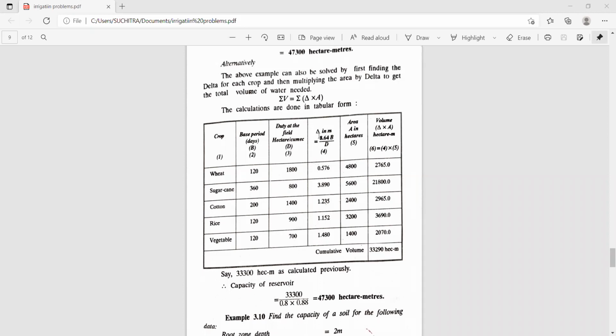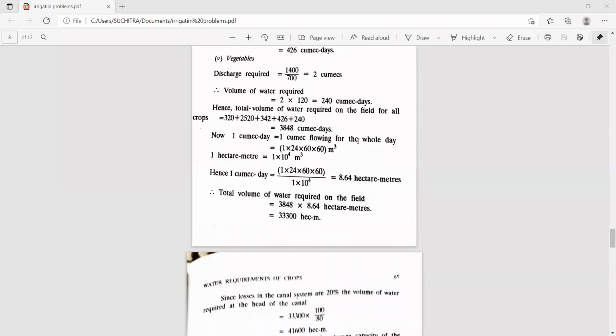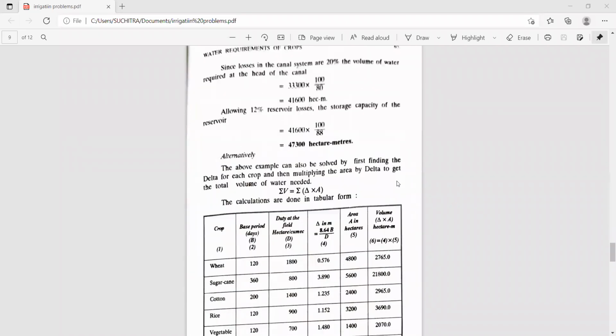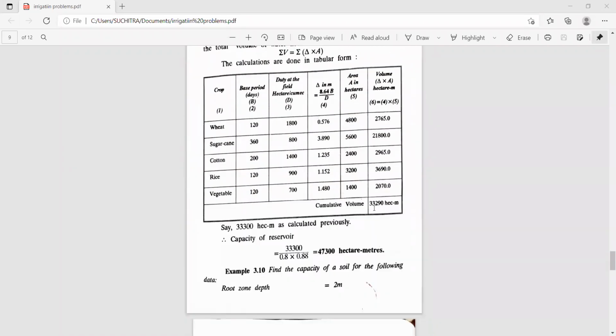If you multiply delta by the area in hectares, you get the volume of water in hectare meter. Now you can see here, then you find the cumulative volume. What is the cumulative volume of water required? It is about 33,290 hectare meter. So in this method, we got it as 33,000. So only about 10 hectare meter difference. That is 3,290 hectare meter.